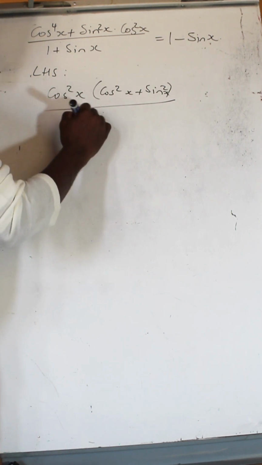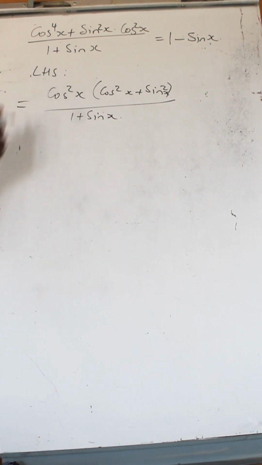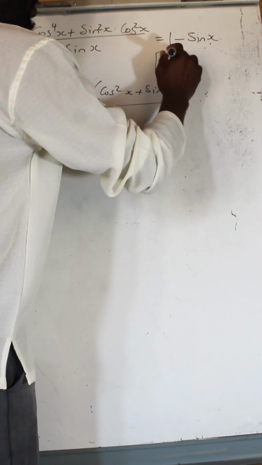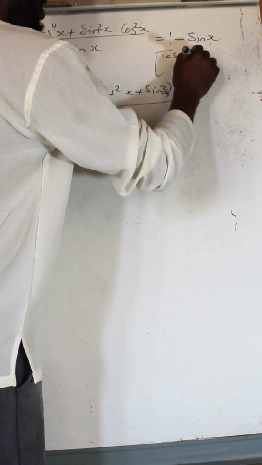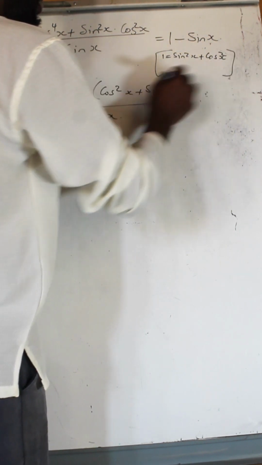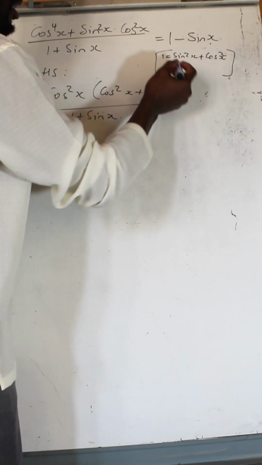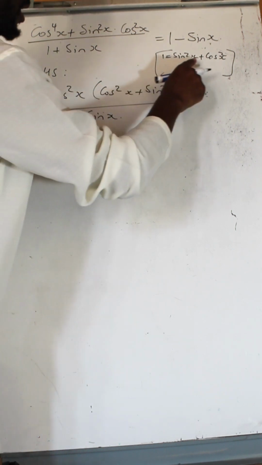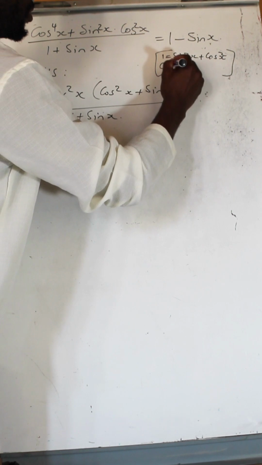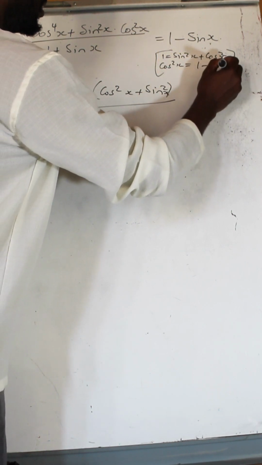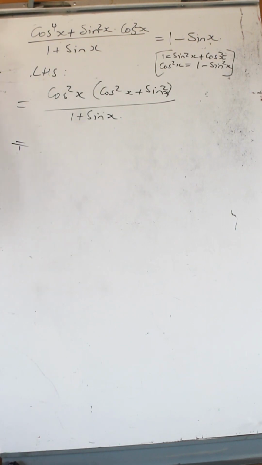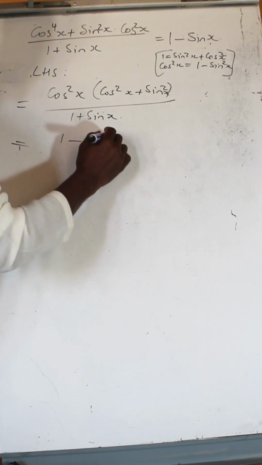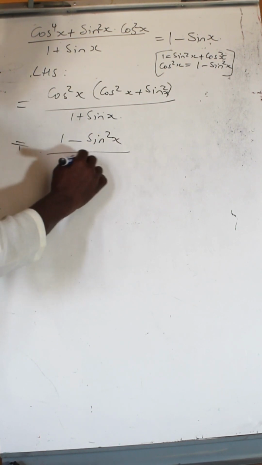divided by 1 plus sine x. This thing here is 1. I'm gonna do this quickly. 1 equals to sine squared x plus cos squared x. Then this, if you play around with this, cos squared x. If I take the sine to the other side, so I'll have cos squared x equals to 1 minus sine squared x. So that means I can replace this with 1 minus sine squared x divided by 1 plus sine x.